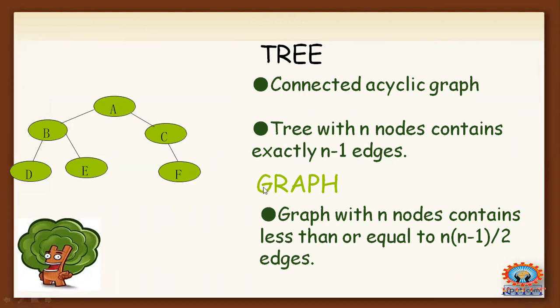So next we move to another one, which is the graph. What is a graph? A graph is a connected one. A graph with n nodes contains less than or equal to n into n minus 1 by 2 edges.